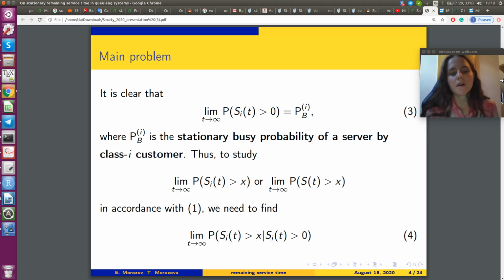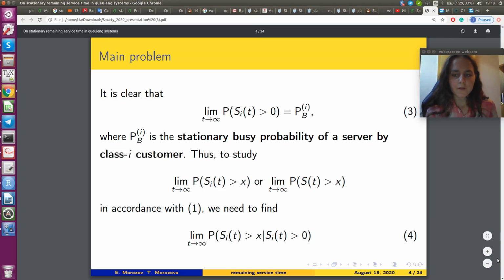Basically, to study one of our required limits for the remaining service time, we actually need to find the following limit. It's formula 4. As you can see, we have an additional condition here, and we have to take that into account.